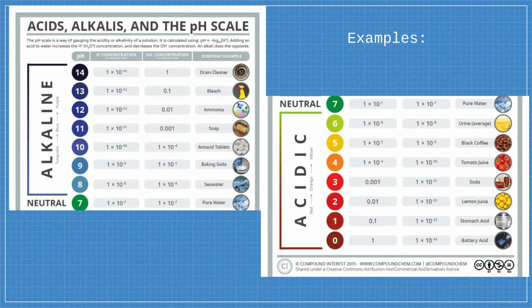So here are some examples of the pH of common household items. Alkaline or basic items are drain cleaner, which is a pH of 14, bleach is a base, which is a pH of 13, ammonia 12, etc. On the acidic side, we have water at 7, urine, you'd be happy to know, is a pH of 6 on average. Coffee has a pH of 5, tomato juice 4, soda 3, and lemon juice, stomach acid, and battery acid all have increasingly lower pHs because they are more acidic.